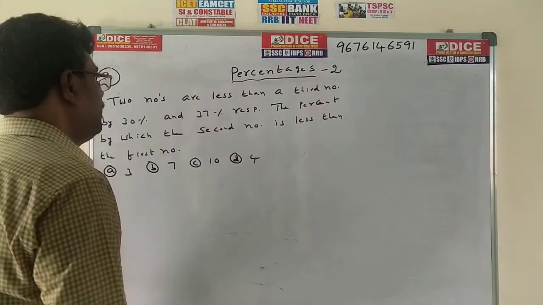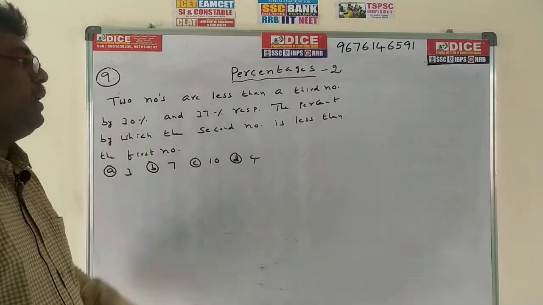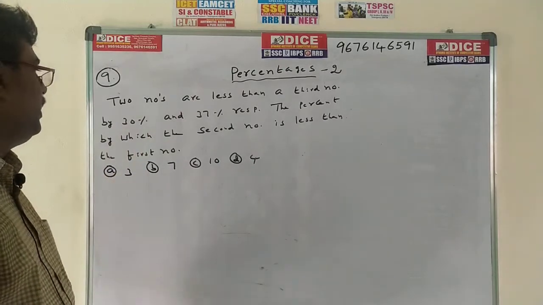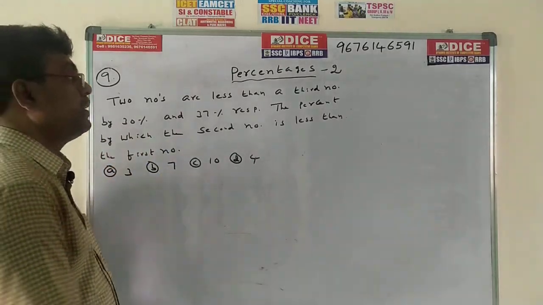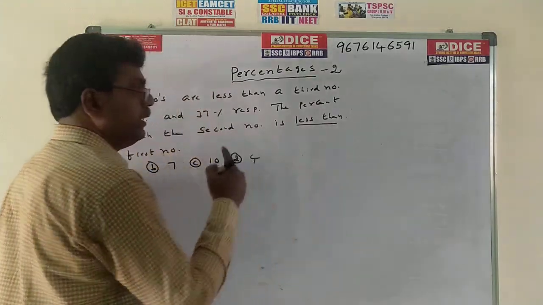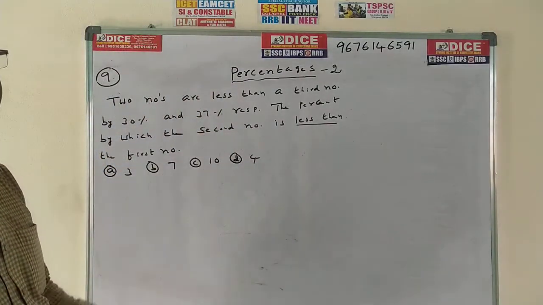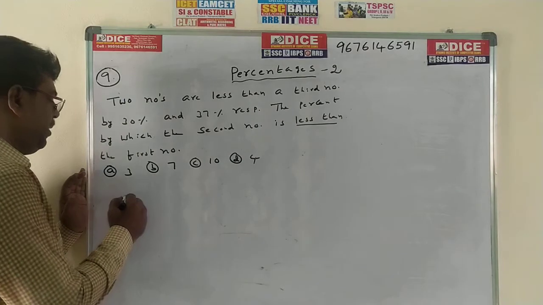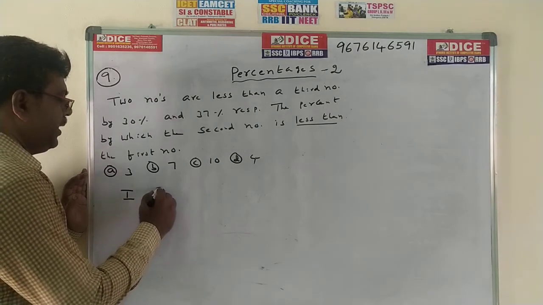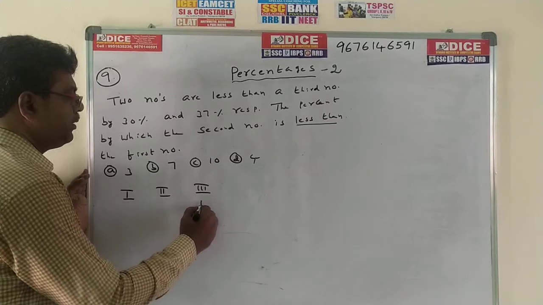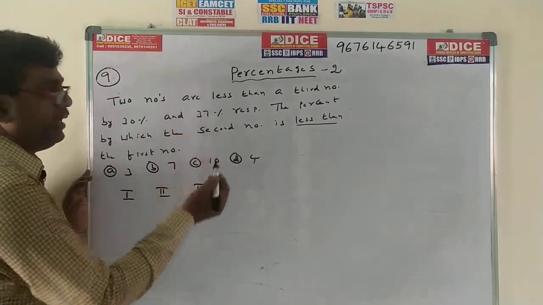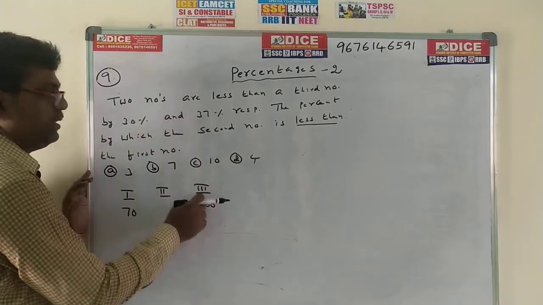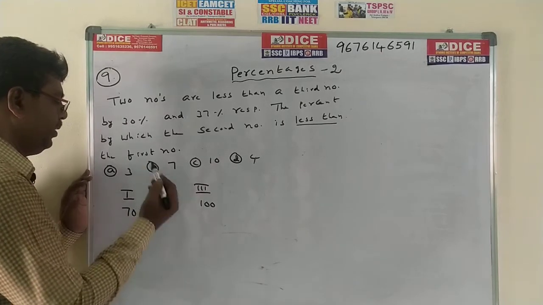Now come to the next problem. Two numbers are less than a third number by 30% and 37% respectively. The percentage by which the second number is less than the first number. This is very important, it is in note 3. First of all, we have three numbers: first number, second number, third number. Let the third number be 100. Two numbers are less than it, so we subtract: 100 minus 30 is 70, and 100 minus 37 is 63.